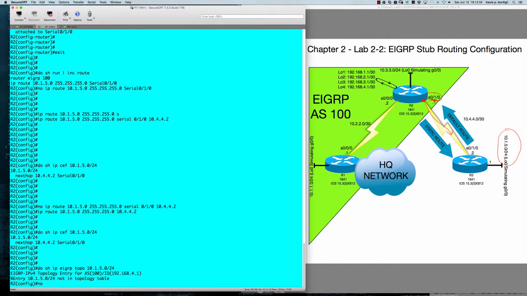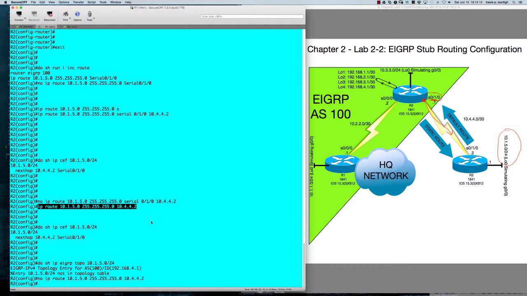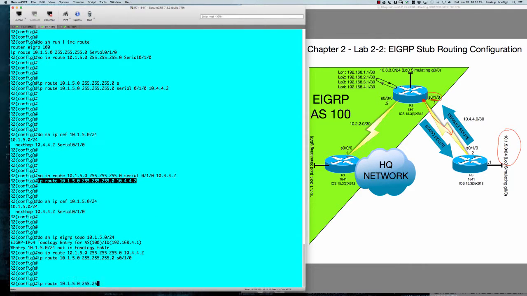So let's fix that. We're going to say no. Actually, we don't want serial 0/0. I want to get the whole route statement in there. So we'll copy and paste that, and let's come back and say IP route 10.1.5.0, serial 0/1, and now let's take a look at our topology table.